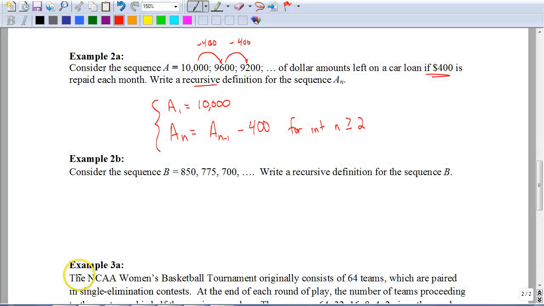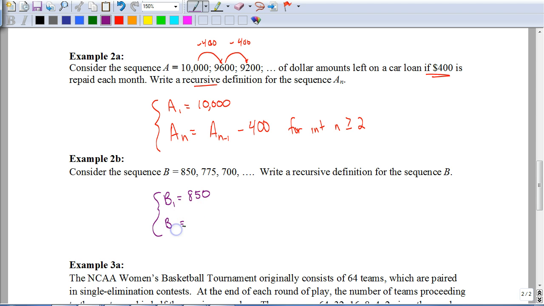Okay, why don't you come up with the recursive formula now for this next term in the sequence. So pause the video and hit play when you're ready to check your answer. Okay, so you should have checked, or you should have already done this. So the first term in your sequence is going to be, this is sequence B now, and it will be 850.